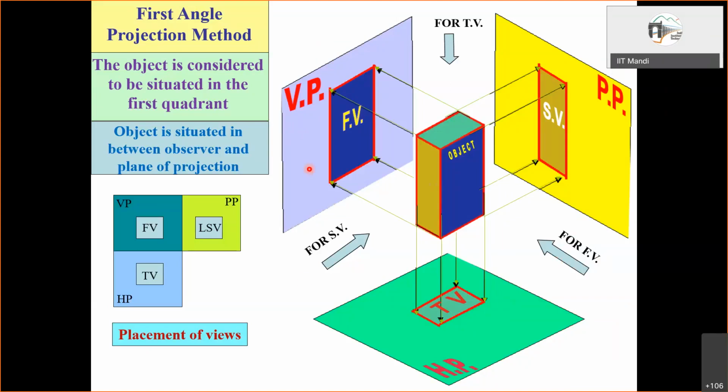So you see, observer is at this location. Here is the object, and this is the plane of projection. So the object is in between observer and the plane of projection. Likewise for side view, observer is here, here is the object, and then we have the plane of projection. So again, the object is in between the plane of projection and the observer. The same is for top view. Here we have the observer, here is the object, here is the plane of projection. So consistently for all the cases, the object is in between the observer and the plane of projection.